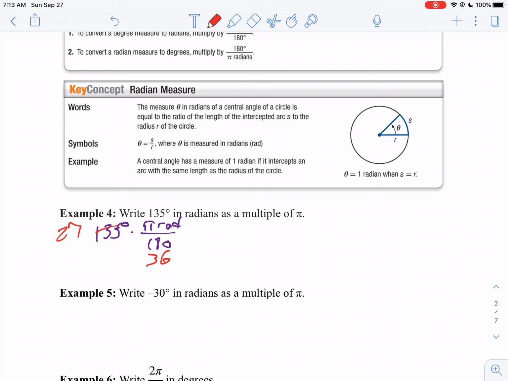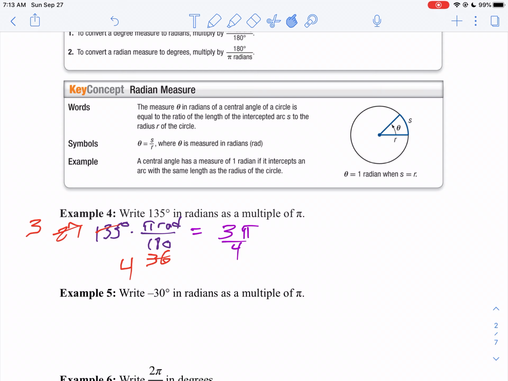Well, notice 9 goes into both 27 and 36. So 27 divided by 9 is 3. 36 divided by 9 is 4. So our answer then is 3 pi over 4 radians. Pause the video and see if you can do example 5 by yourself.